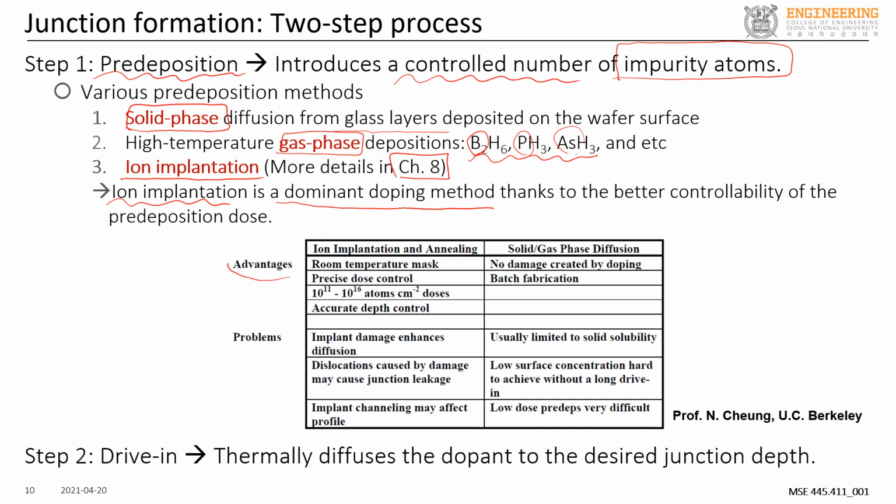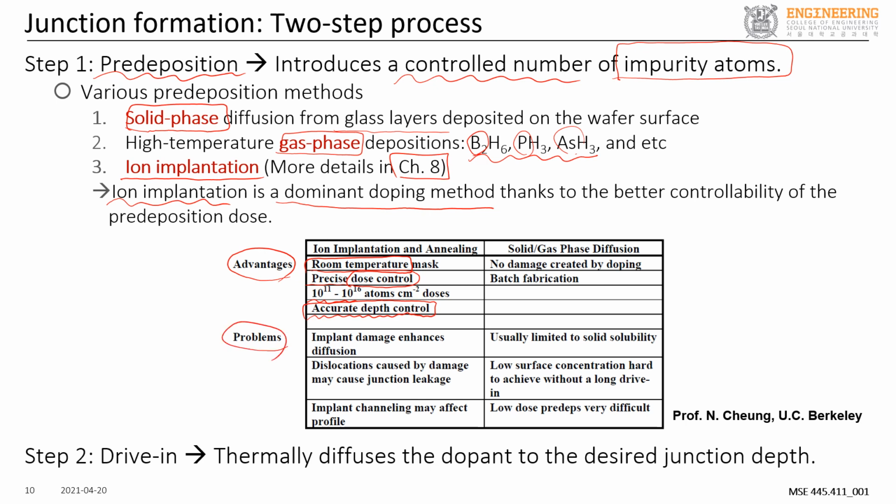As you already know, ion implantation is the dominant doping method because it has advantages. For example, it can be a room temperature process, so you don't need high temperature. You can control the dose very precisely, and it has a pretty large range. We will see more details why this is the case, but you can also control the depth pretty accurately by controlling the energy of these dopants during ion implantation.